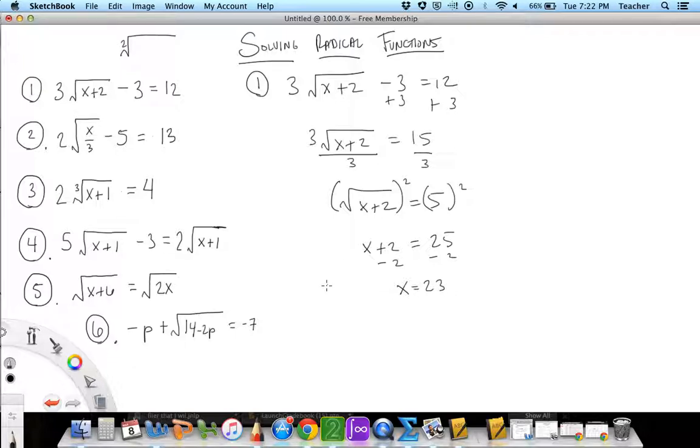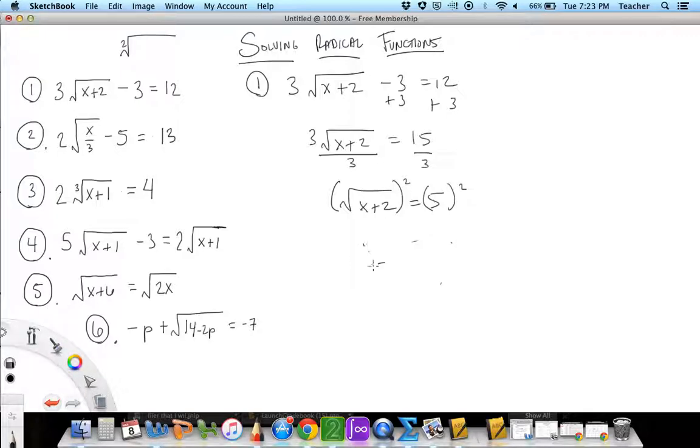Now very quickly I'm just going to check to make sure I am right in this scenario. You don't really have to write this out, you can look at it here. So if we have 23 plus 2, which is 25, the square root of 25 is 5. 5 times 3 is 15. Minus 3 is 12. So I'm going to call that good, and that is a good answer there.